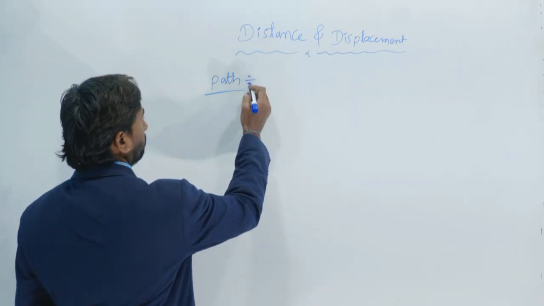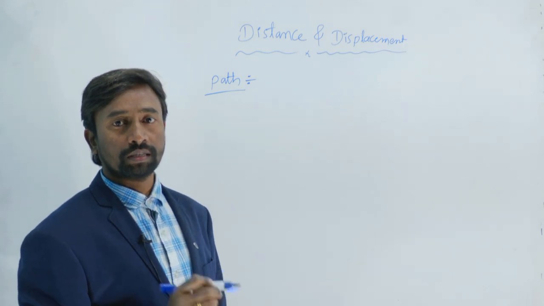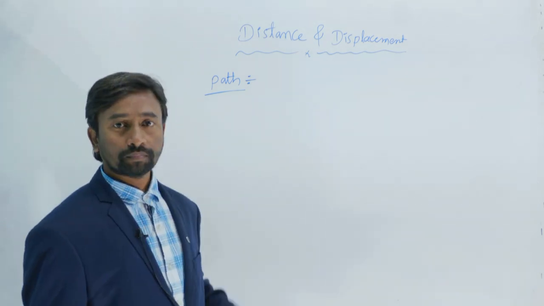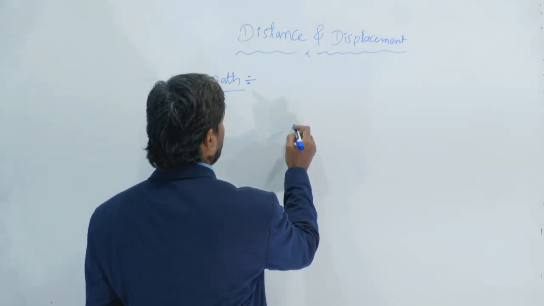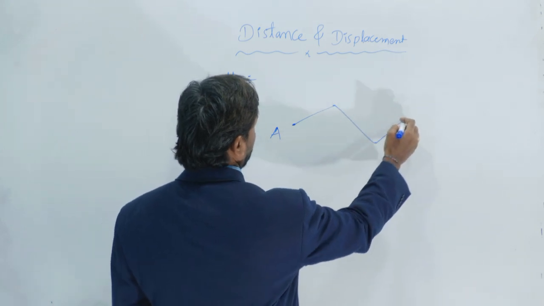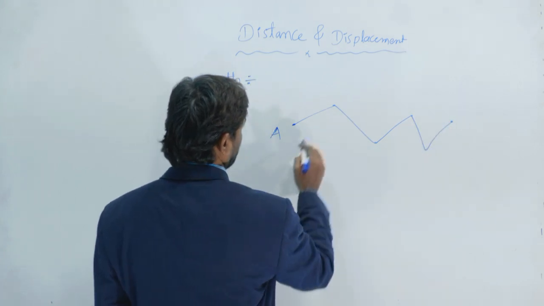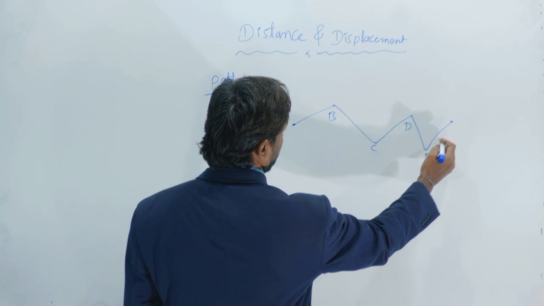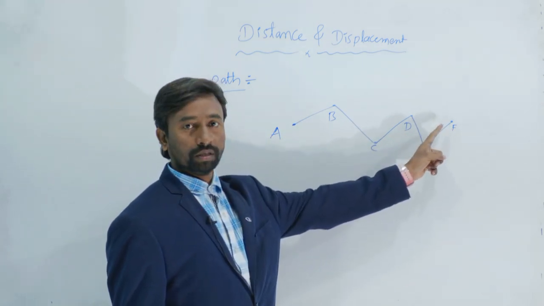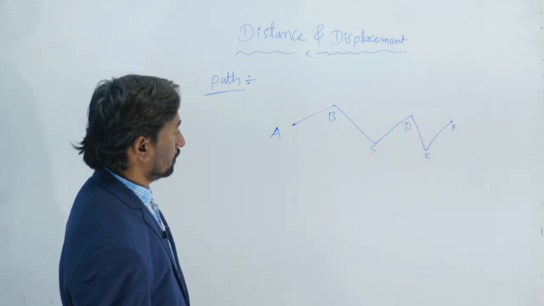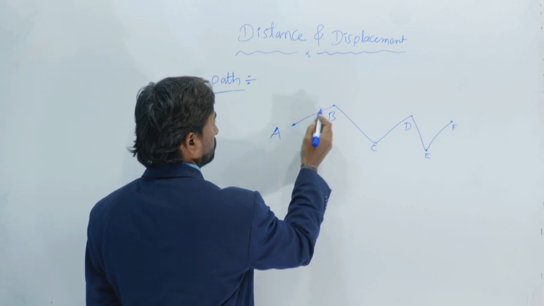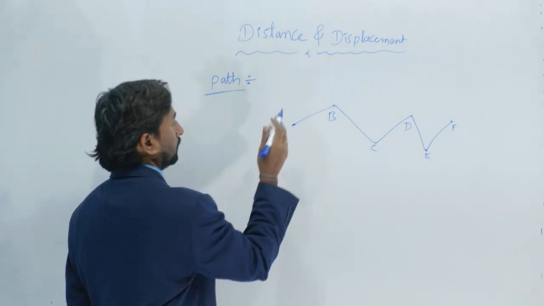So we can say this path can be defined as the line joining the successive positions of an object in its journey. Suppose a body has started its journey from point A, and it went to point B, then point C, point D, and point E and F. A body has started from point A and it ends its journey at point F. If you join all these different positions of the body in its journey by a line, then that is called the path.